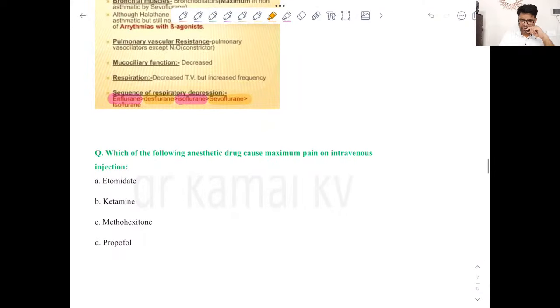Chalo. Then next question. Maximum pain on IV injection.